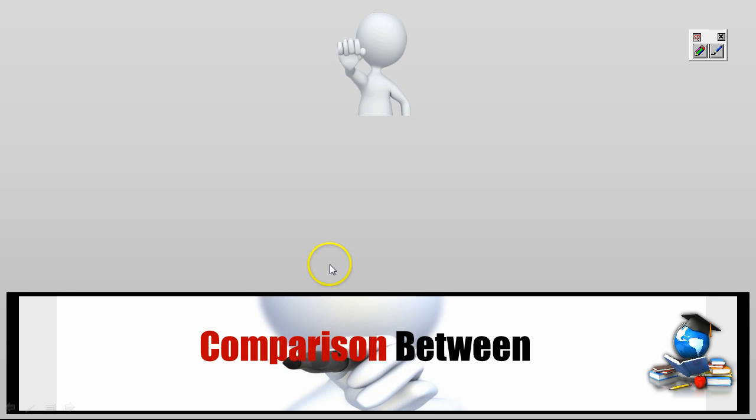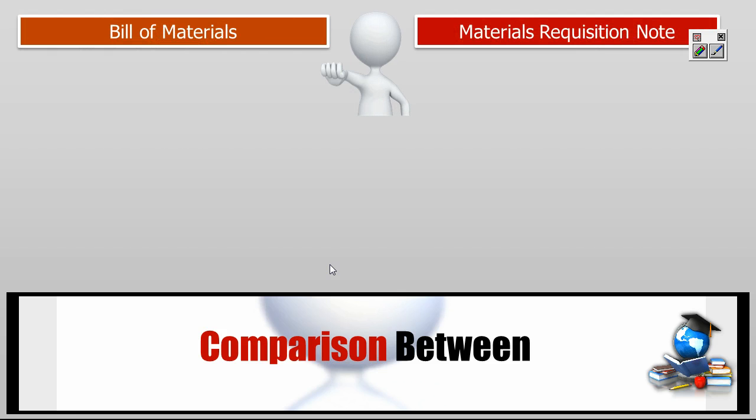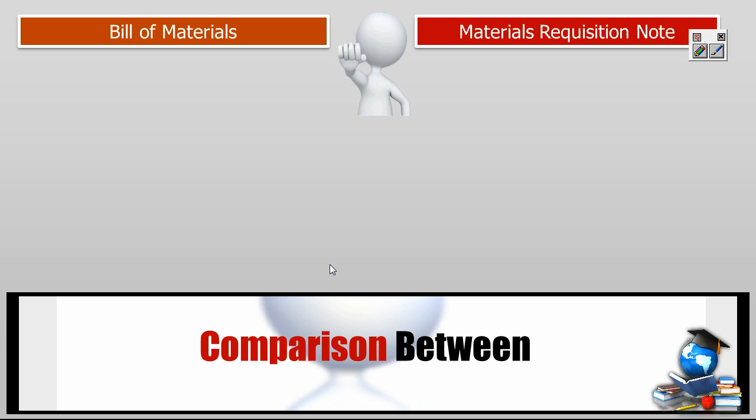Okay, so once this basic understanding has come, we can go to the next topic. Very, very important, we have to compare between two things. One is bill of material and material requisition note. Now I told you what is bill of material. It's a comprehensive list. So if I want cloth materials, all the products, the button, the printing materials, everything I want to manufacture a chudidar, or a sari, or a dress material, I should use bill of material.